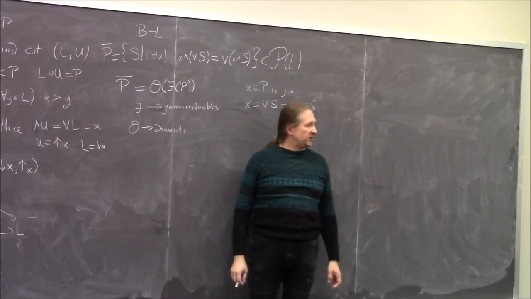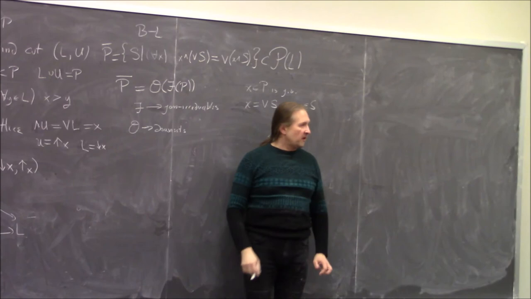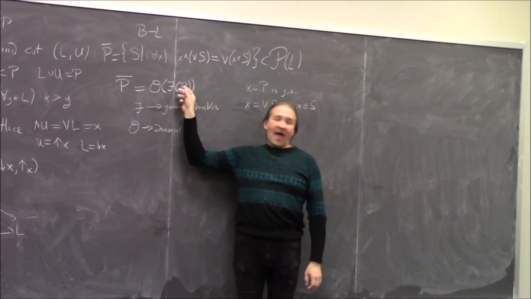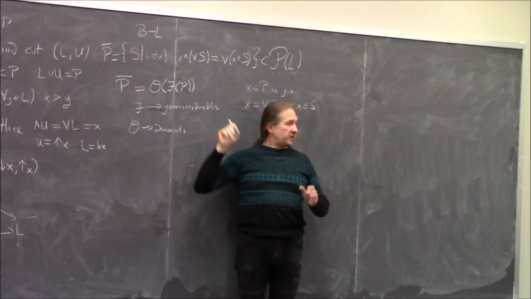Now why is it a completion? First thing we notice is that if P itself was already distributive, by another result of Birkhoff that I briefly alluded to earlier, I would get back the same thing. If P was already a distributive lattice, the downsets of the join irreducibles are known to give me back the P I started with.